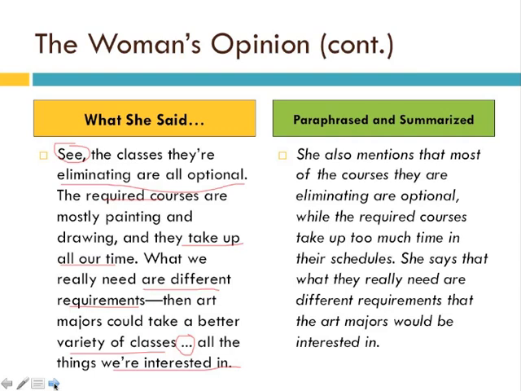In terms of summarizing, I basically just try to eliminate pieces of information that maybe I don't think are necessary. Again, you certainly could mention the ideas of painting and drawing, but the key is to think about that there are required courses that take up too much time. So really, I think it depends on if you want to include every detail. I think that would certainly be fine. But in this case, I've tried to just focus on the most essential information.